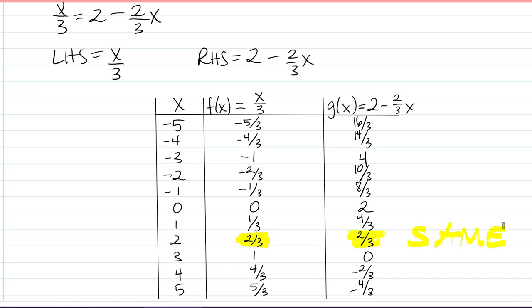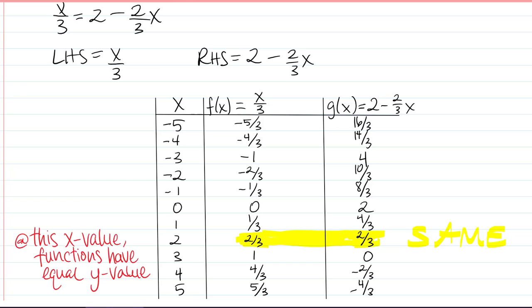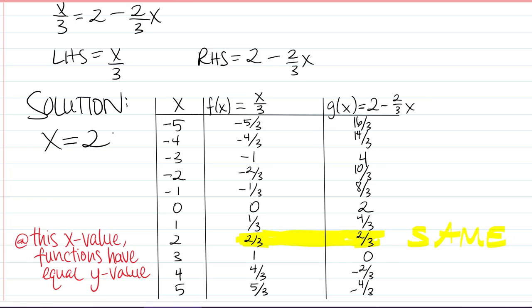I know I'm writing in highlighter, but it's just quicker. So that means that at this x value, so I'm going to write this down real quick. I'll write it down before I say it out loud. Okay, so at this x value, our functions have equal y value, or just basically our functions are equal. So this tells us that our solution, or x equals 2.